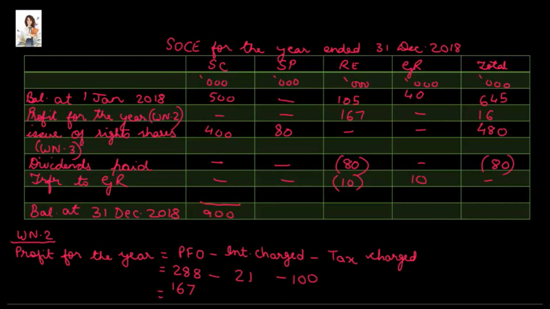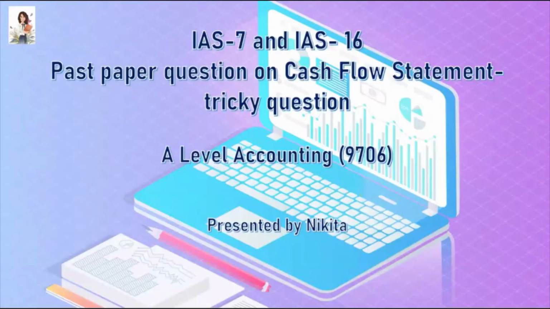So $980,000, $182,000, $50,000, and $1,212,000. So that was a tricky past paper question on cash flow statements.